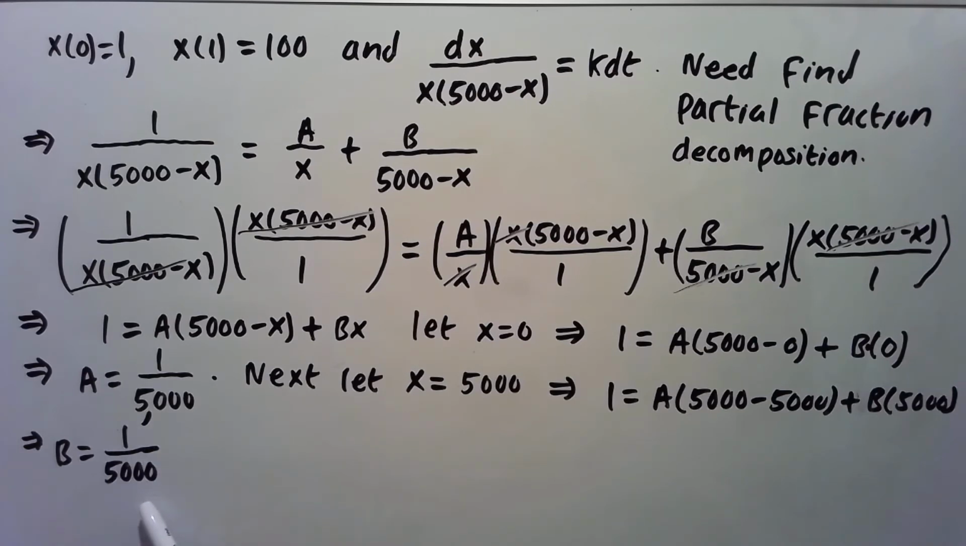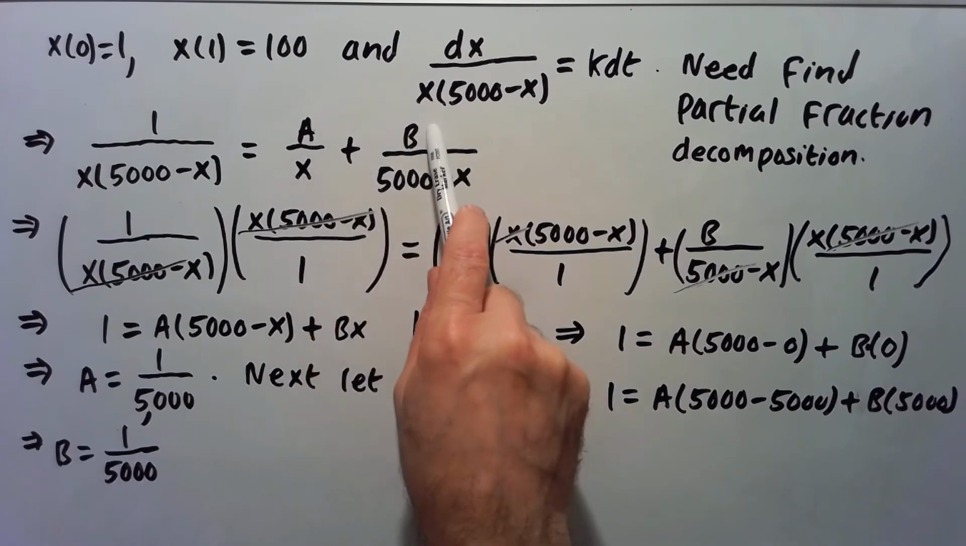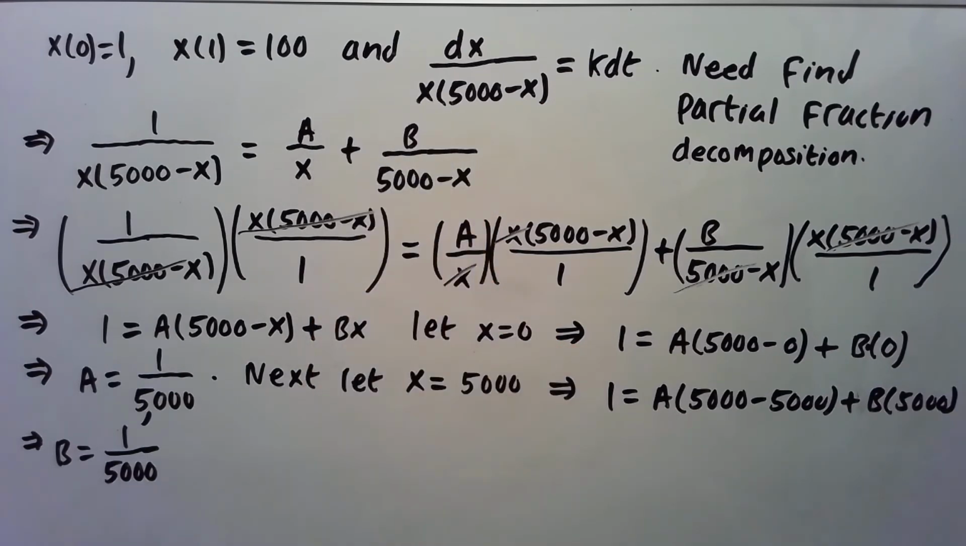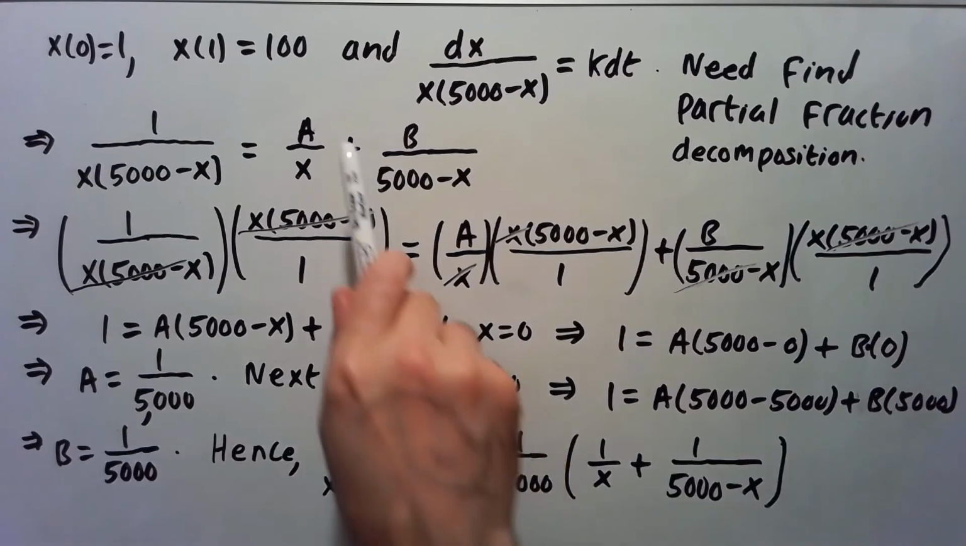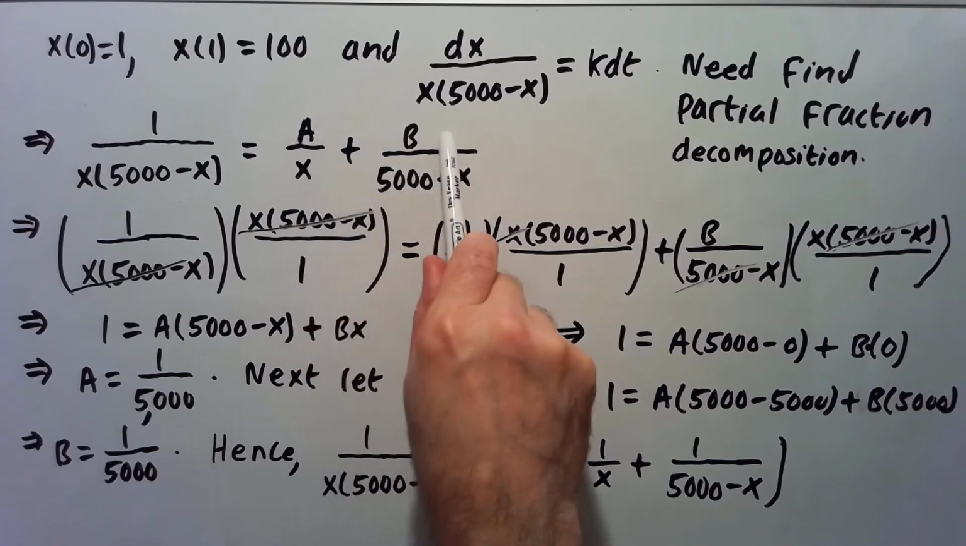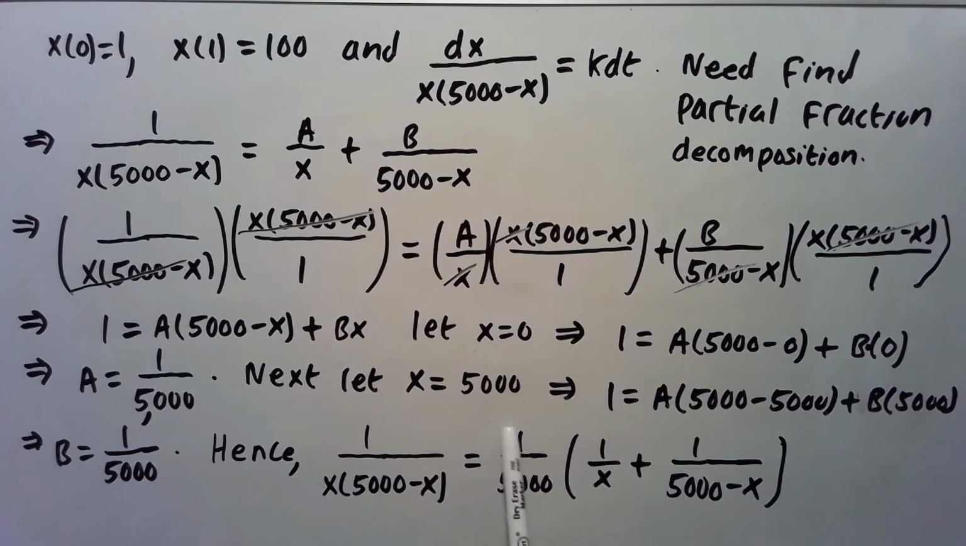Okay, so now let's write out our partial fraction, guys. So our a is 1 over 5,000, our b is 1 over 5,000. So then we get this. I'm putting 1 over 5,000 in place of a and b here, then factoring out the 1 over 5,000 in front. So it'll be 1 over 5,000 times 1 over x plus 1 over 5,000 minus x.